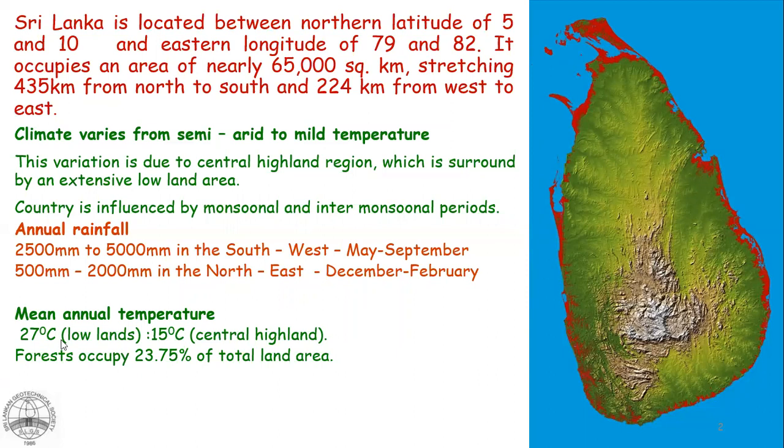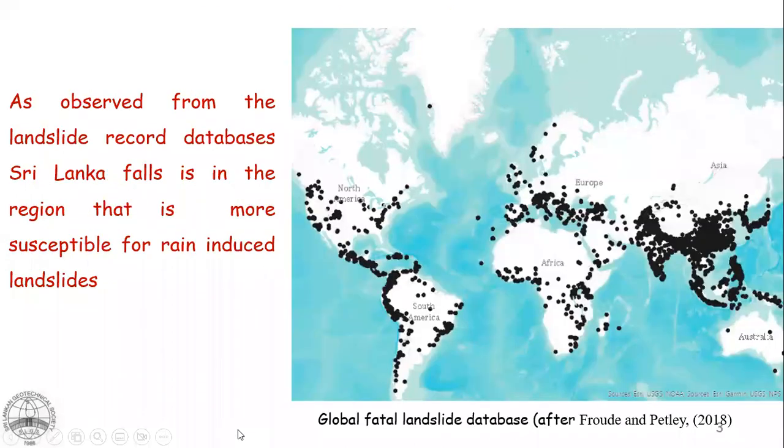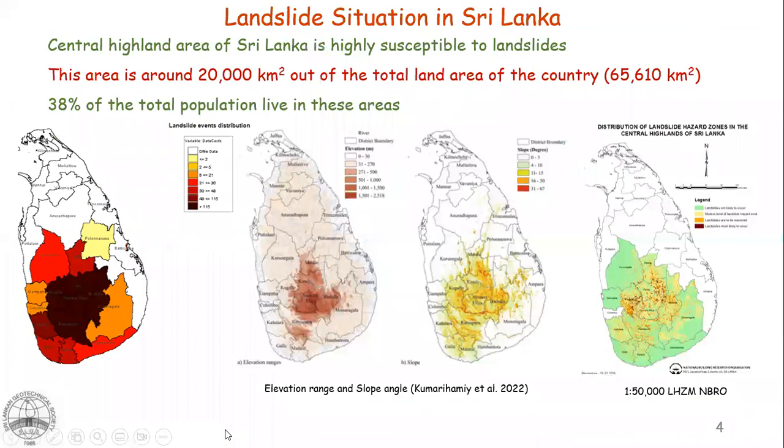Mean annual temperatures are about 27 degrees in the lowlands and 15 degrees in the highlands, and we have a forest cover of about 23.75%. As observed in this map, Sri Lanka falls in the area of highest rain-induced rainfalls, along with this Asian region. So our landslides are all triggered by excessive rainfall.